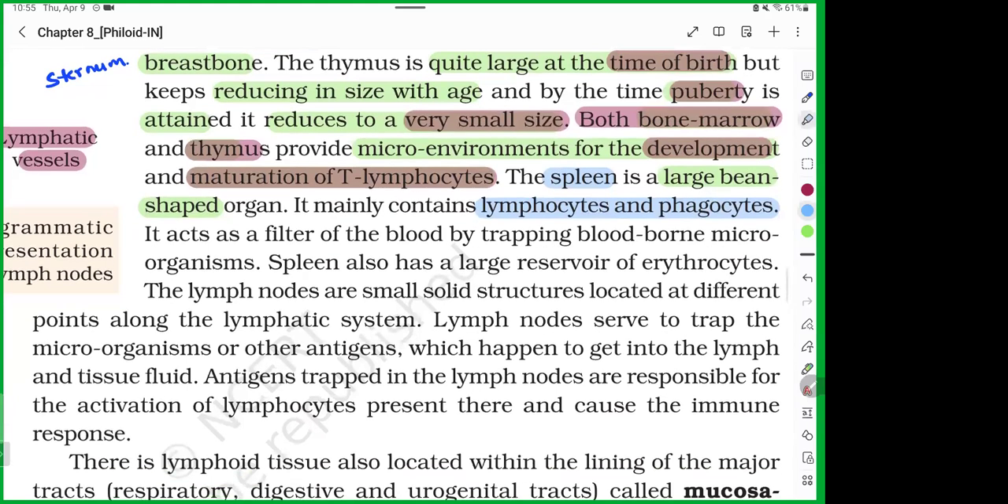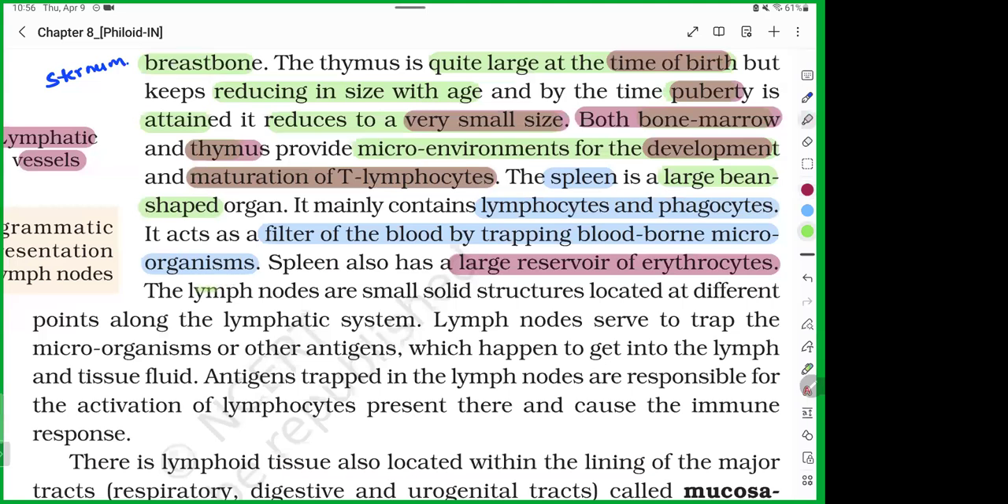Then the spleen acts as a filter of blood by trapping blood-borne microbes. So the spleen will filter the blood. In blood, if there is any organism that can cause disease, it can trap those organisms and kill them. The spleen is also a large reservoir of RBC. After death, RBCs will be stored here. Correct.